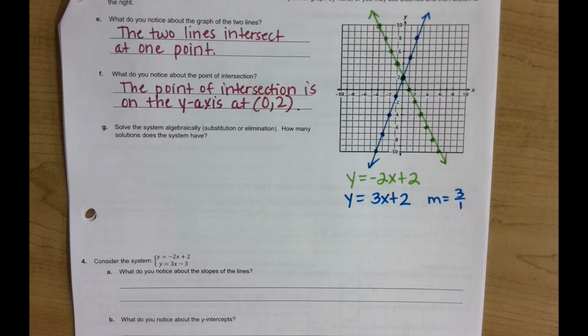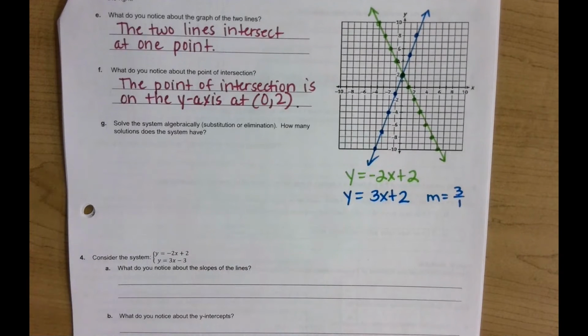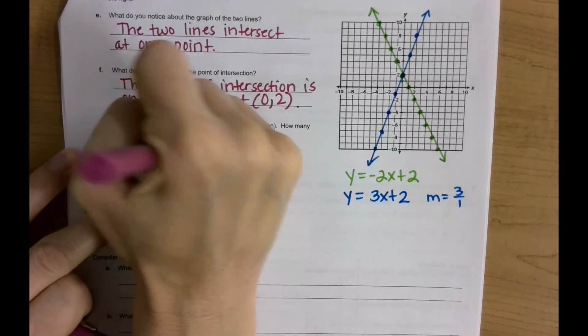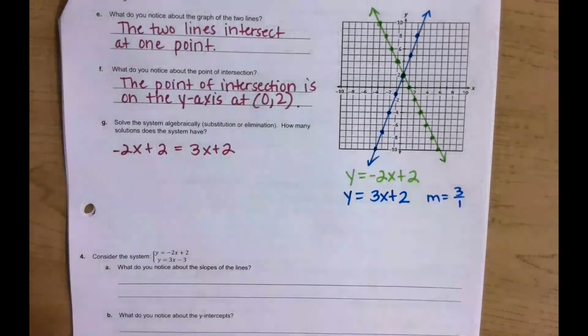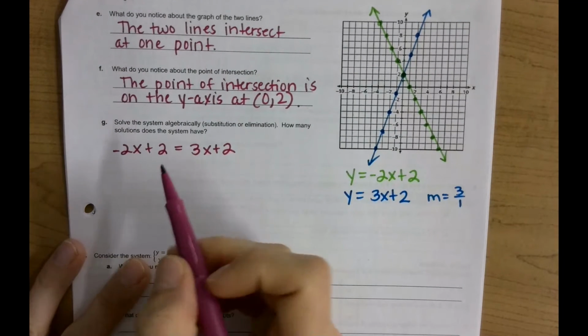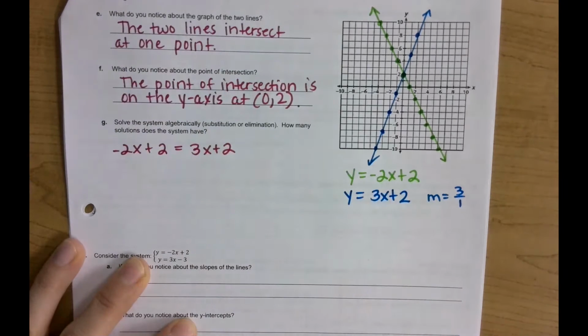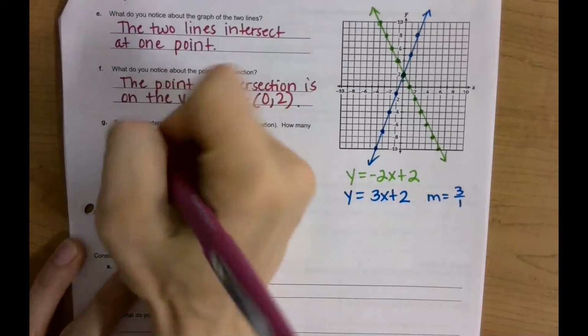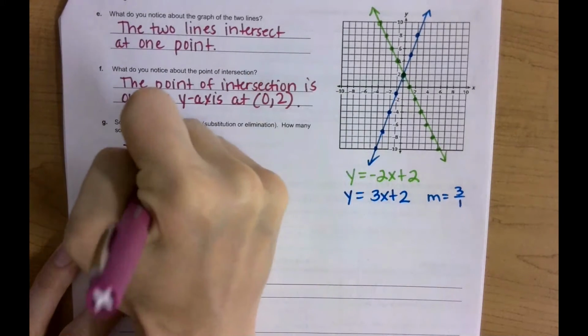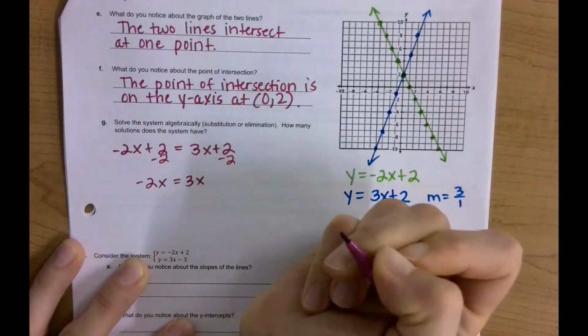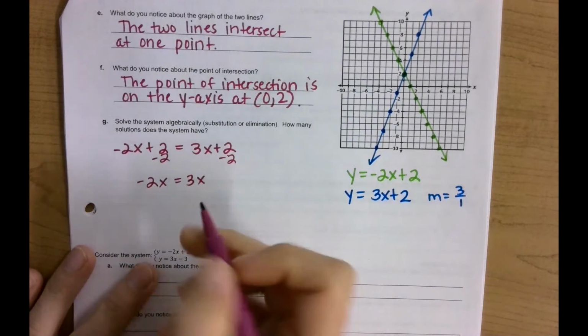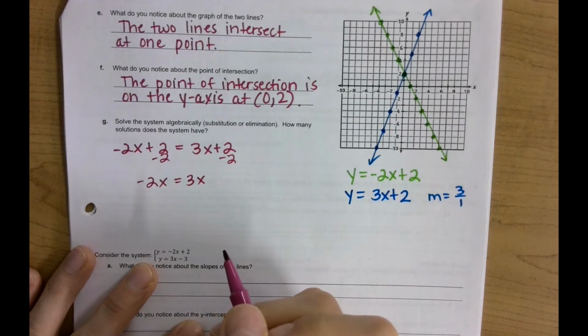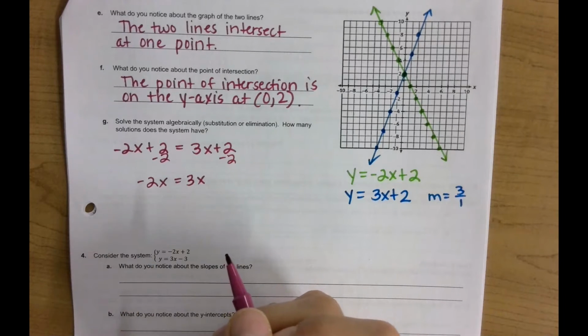Solve the system algebraically. Well, again, if they are both y equals, then I just am going to set them equal to each other. Negative 2x plus 2 equals 3x plus 2. Solve. All right, so let's maybe just get in that habit of doing the constants first. So if I have plus 2 on both sides, I'm going to subtract 2, negative 2x equals 3x. All right, then it doesn't really matter which side I go to.